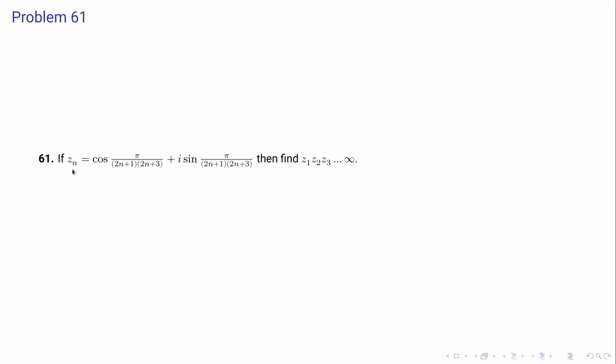Problem 61 says that if Zn is equal to cos pi by (2n+1)(2n+3) plus i sine pi by (2n+1)(2n+3), then find the product Z1 Z2 Z3 up to infinity.